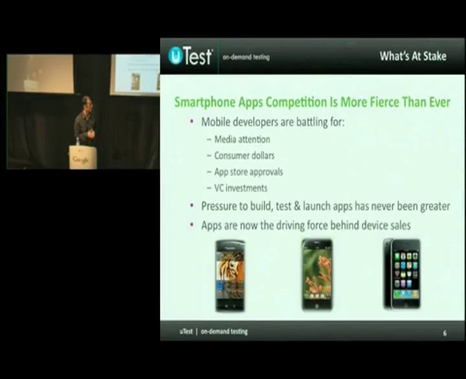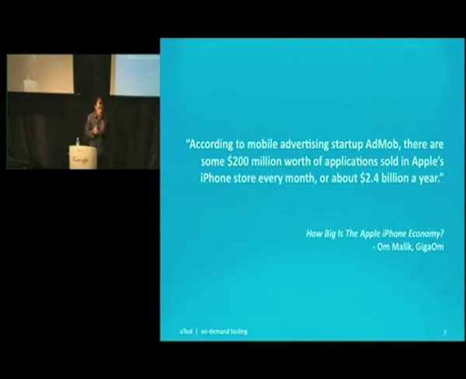The apps are really the driving force behind selling these mobile devices, behind selling these mobile services. Market size. So this is from GigaOM, and iPhone is today the largest platform for mobile application developers. The estimate is that by the end of the year, Android is going to be the number two platform. But basically, the estimate is that today there's 200 million worth of applications sold every month. That's $2.4 billion a year, and this is on the iPhone only. Okay, and this is today's run rate. So this is a multi-billion-dollar industry growing at a significant pace.